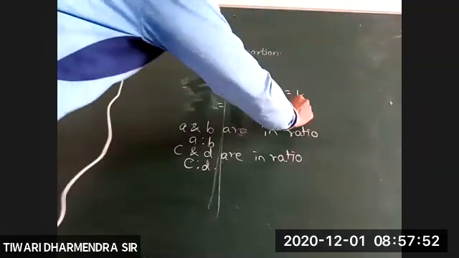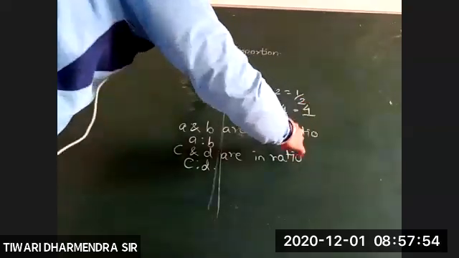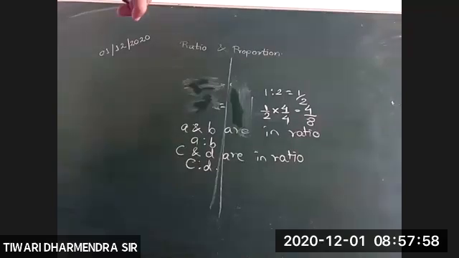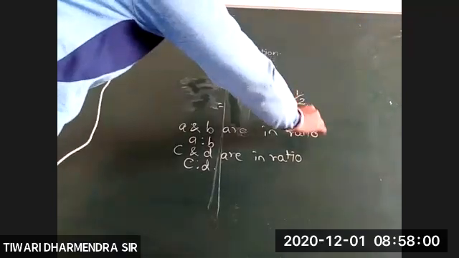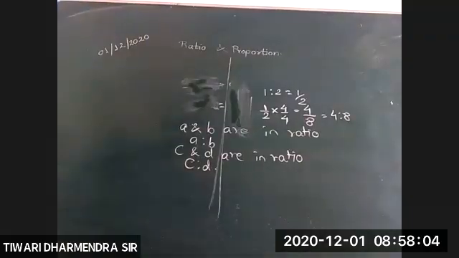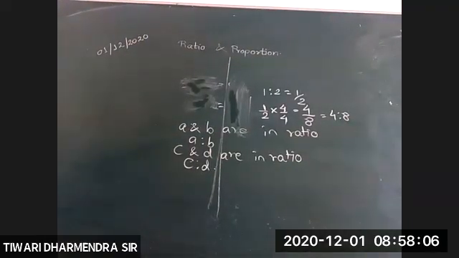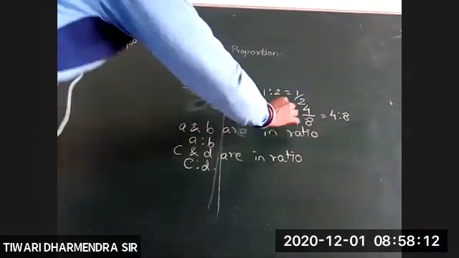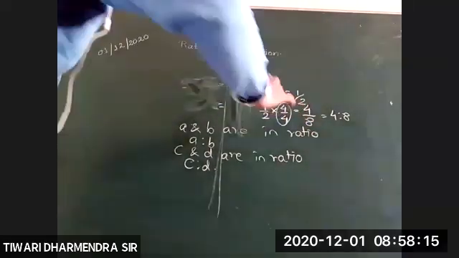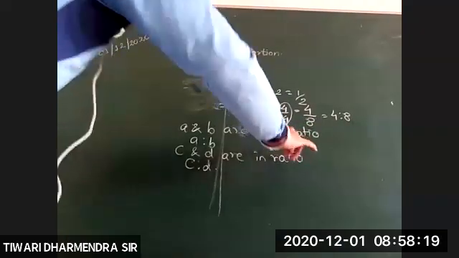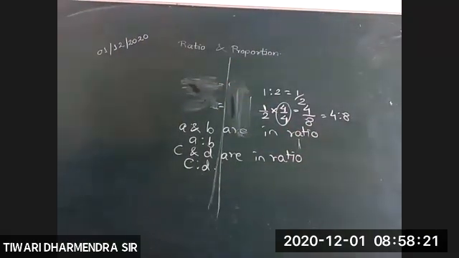4 into 1, the answer is 4, and 4 into 2, the answer is 8. So the ratio 1 by 2 is the same as the ratio of 4 and 8, that is 4:8. These both are the same. The only thing is they have some common multiple. Right now we can see that 4 is the common multiple and 4 is acting as a constant k.